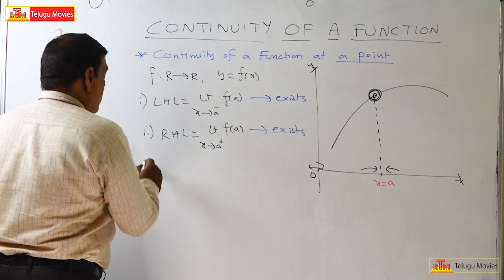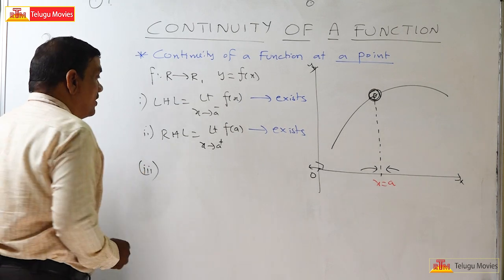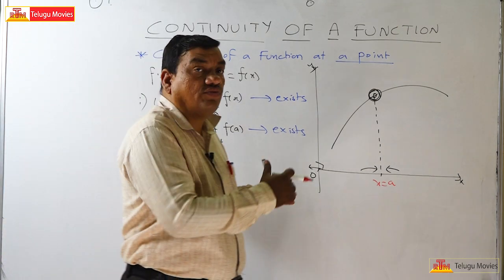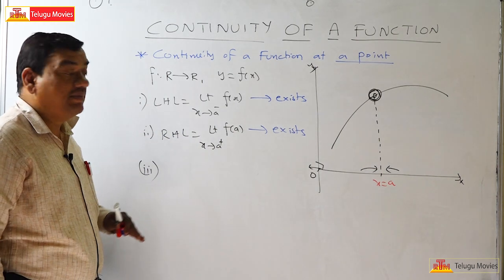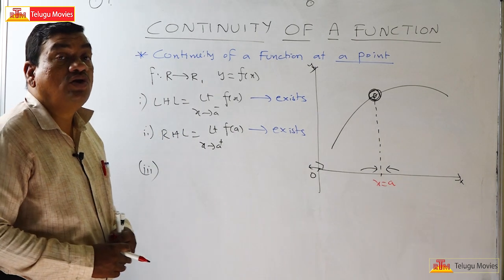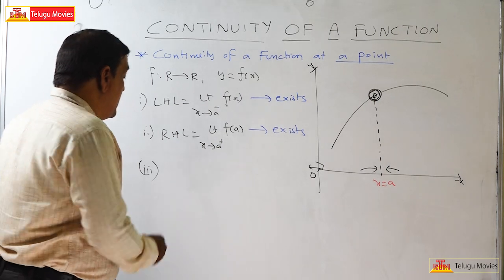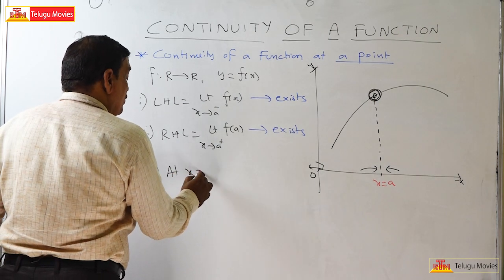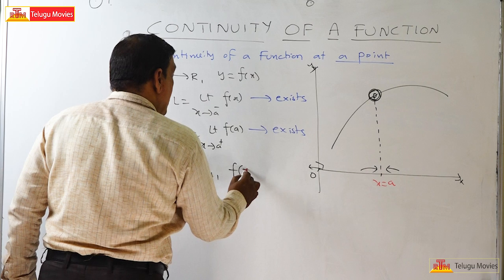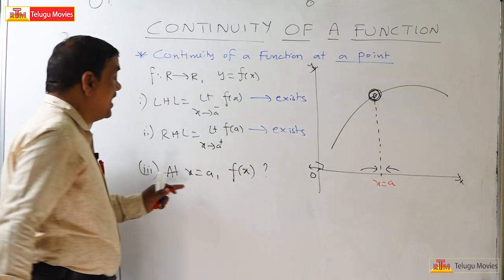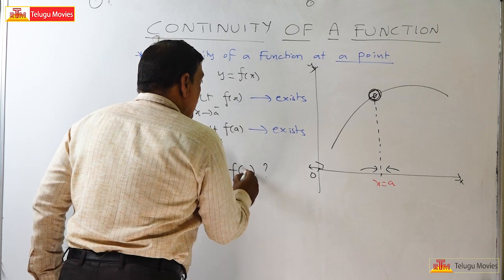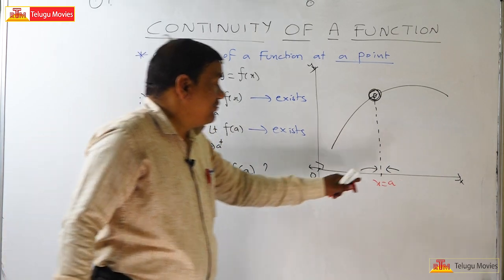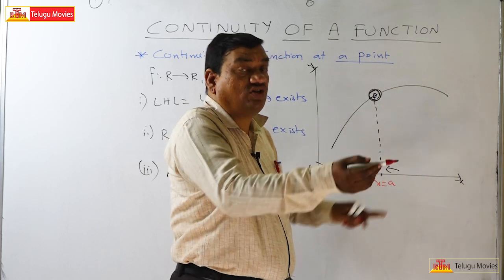Third one is, at first you have to find these one by one. So this is the left hand side limit, the right hand side limit, and the third thing to find out is, at x is equal to a, what is the value of f of x. That means the f of a value you have to find. This is called the functional value.